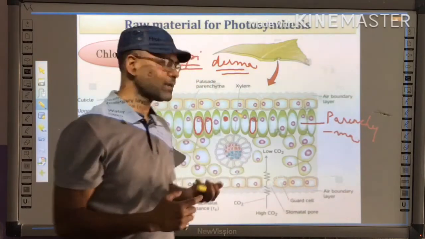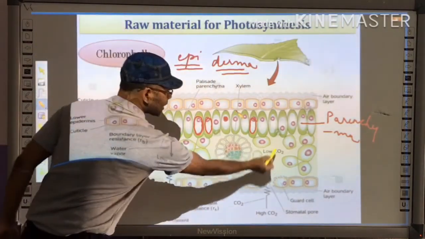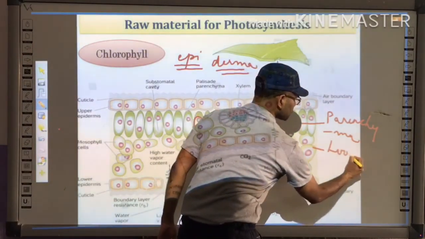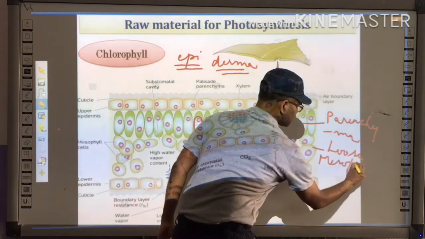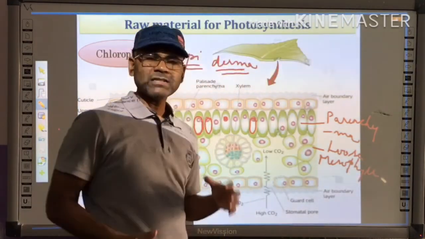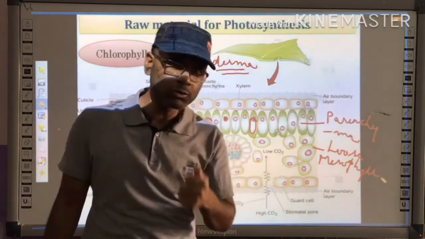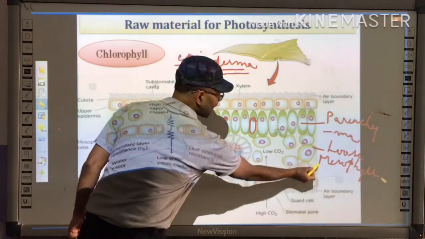Just below that, you will find this type of tissue. These are called mesophyll or loose mesophyll tissues. Why are they called loose? Because you will find there are plenty of air gaps.